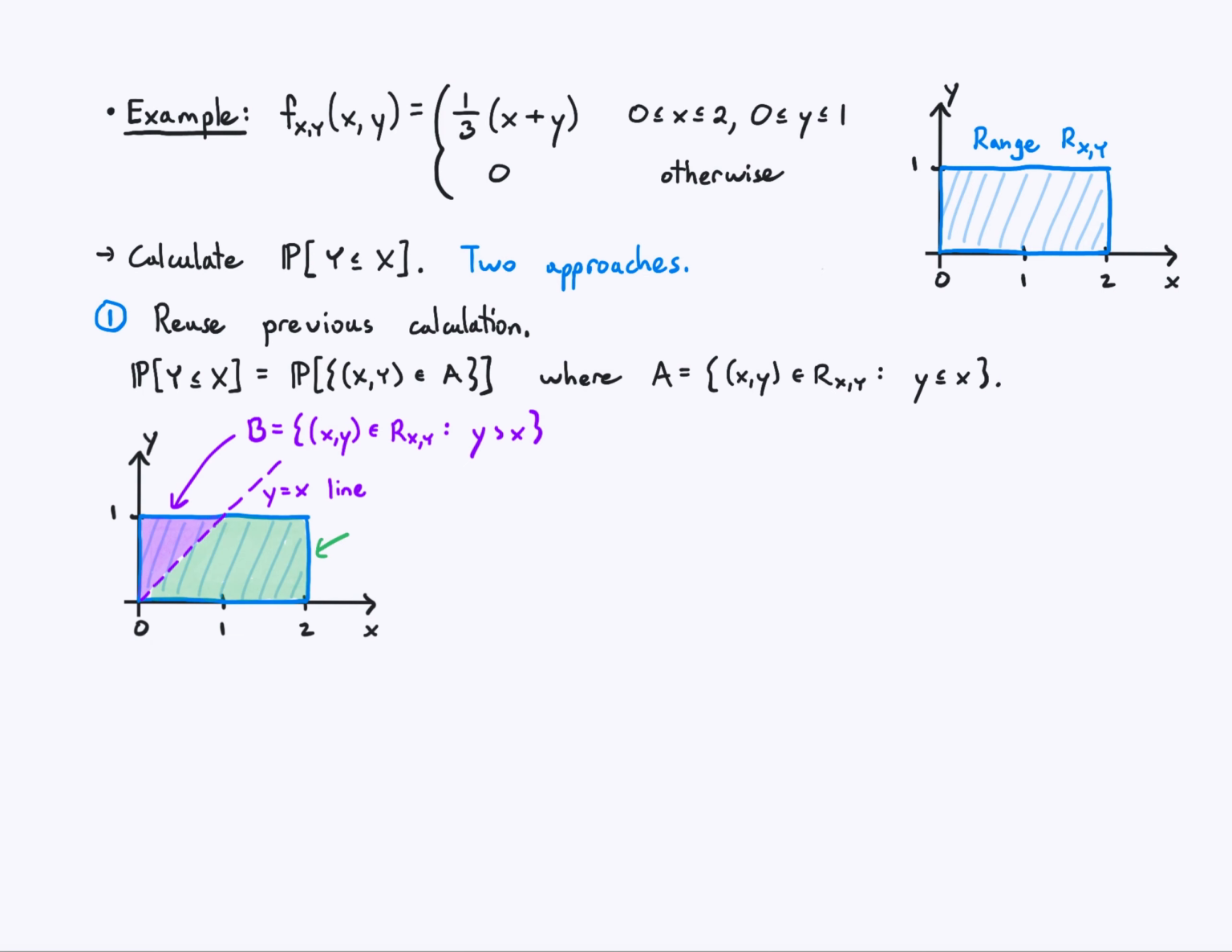And if I draw this, I notice that this green part A is exactly equal to the complement of B. And that makes sense because y being less than or equal to x is the complement of y being greater than x.